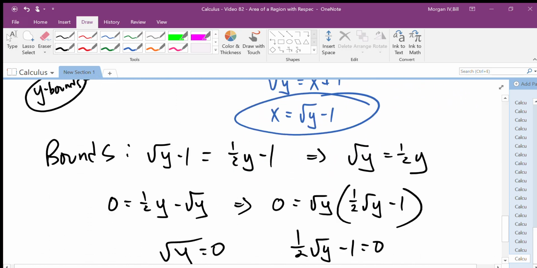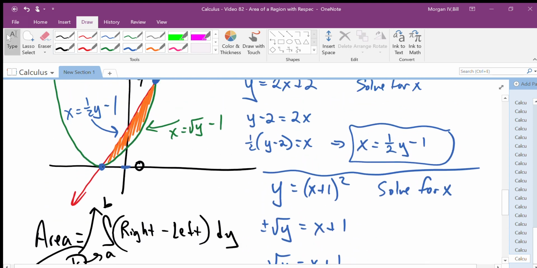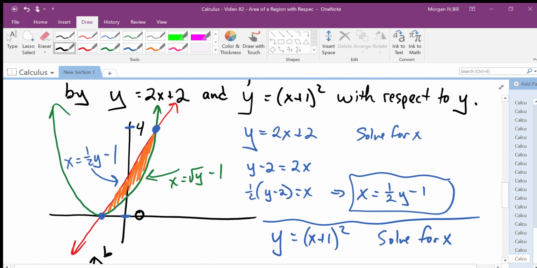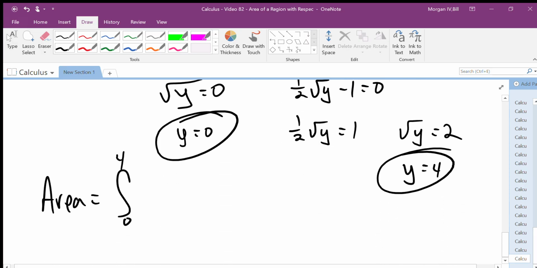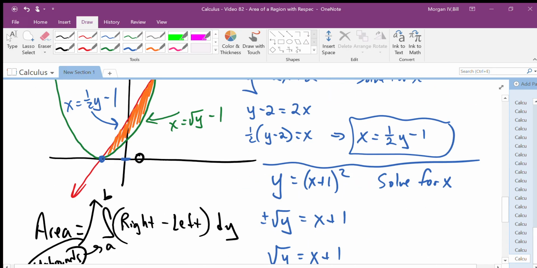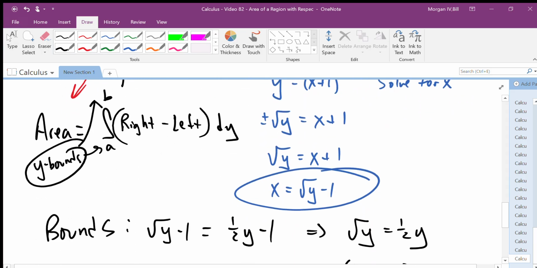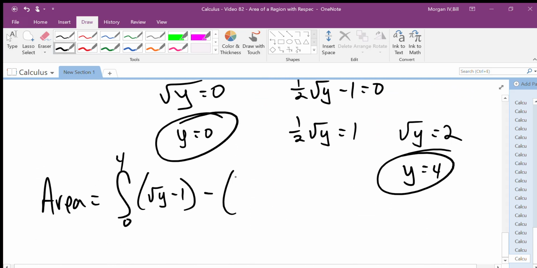It should look something like this. Area is equal to the integral from 0 to 4 of my right curve in terms of y. My right curve in terms of y is the square root of y minus 1. Minus my left curve. My left curve in terms of y is that line, x equals 1/2 y minus 1. So 1/2 y minus 1. Make sure you put that in parentheses. Right minus left dy on the y bounds 0 to 4.